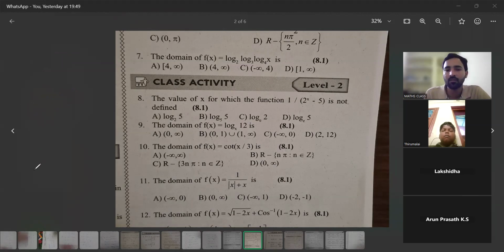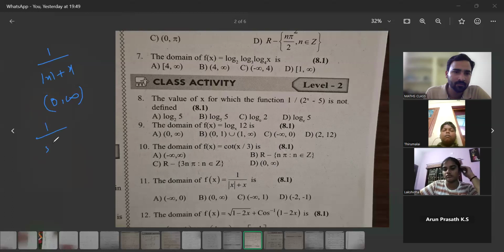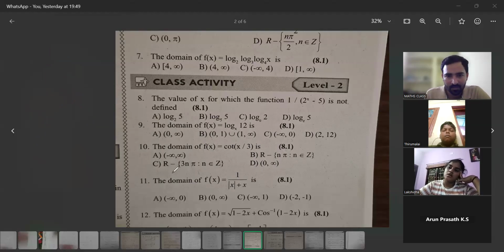So negative values of x are not included in the domain. In mod x plus x, we can only put 0 to infinity; 0 also we cannot put. So if I put x equals to 5, mod of 5 plus 5 is 1 upon 10, and 1 upon 10 is a defined number. Right?